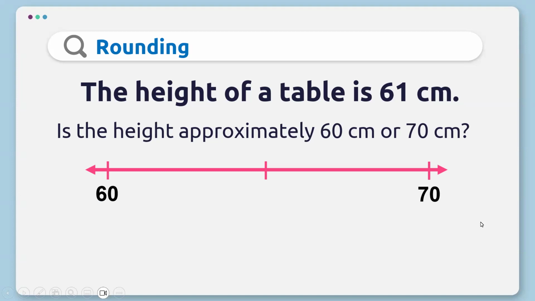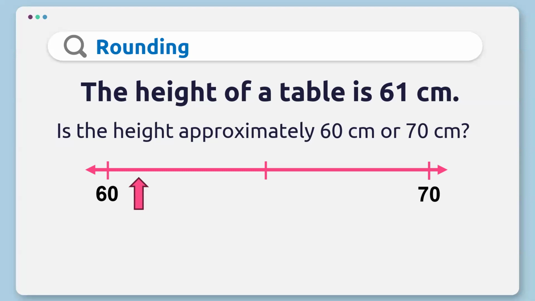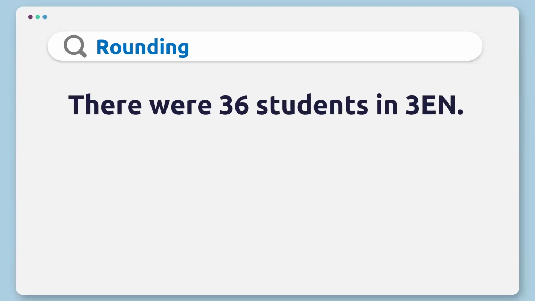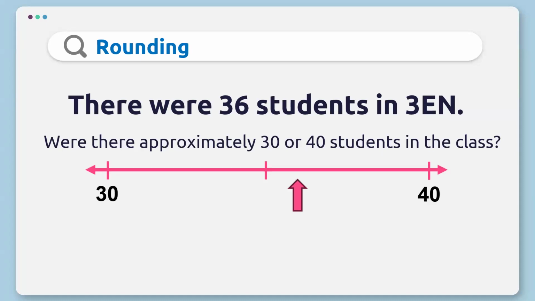So if we use a number line to help us, 61 is closer to 60. This means that the height of the table is approximately 60 centimeters. Do you remember last year in 3 Excellence, there were 36 students? Were there approximately 30 or 40 students in the class? If we use our number line to help us, we can tell that 36 is closer to 40. Hence, there were approximately 40 students in the class.